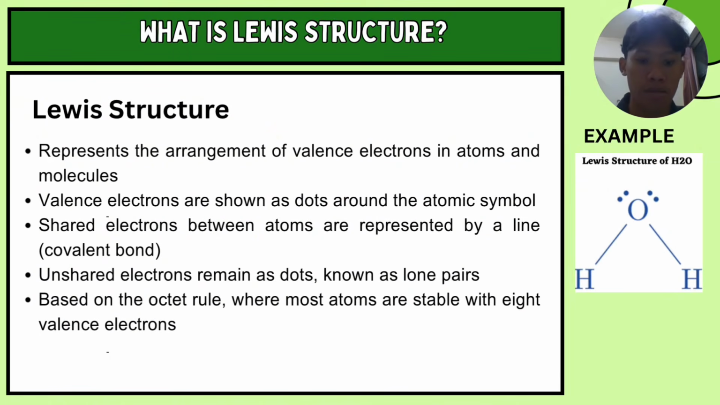based on the octet rule, where most atoms are stable with 8 valence electrons. Now we will look at an example, the Lewis structure of H2O. They show the dots, which we call lone pairs, and the lines, which we call covalent bonds.